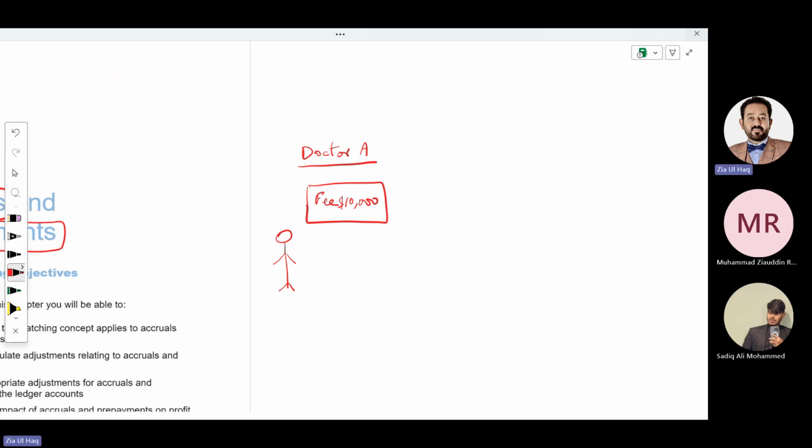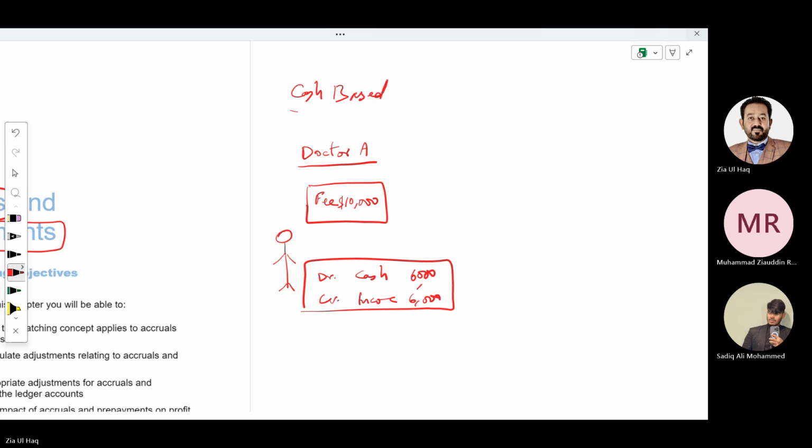So what will Dr. A record? Debit cash 6,000, credit income 6,000. This is called cash based recording. Now let's move towards what is accrual based accounting.